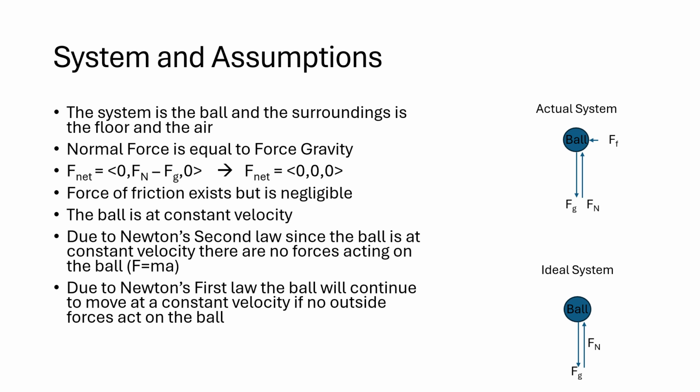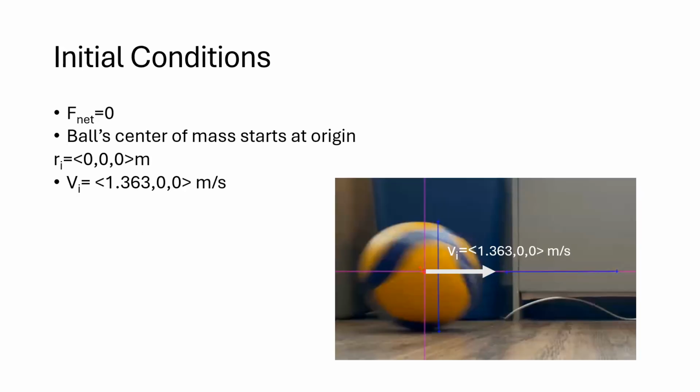The ball is in a constant velocity, and due to Newton's second law, since the ball is at a constant velocity, there are no forces acting on the ball. F equals ma, since acceleration is 0, force is going to equal 0. Due to Newton's first law, the ball will continue to move at a constant velocity if no outside forces act on the ball. So this ball is going to continue at its constant velocity since there are no forces acting on the system. The initial condition is that F net is equal to 0.